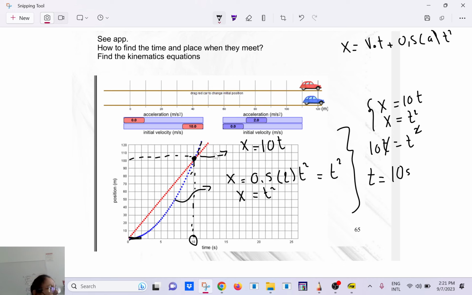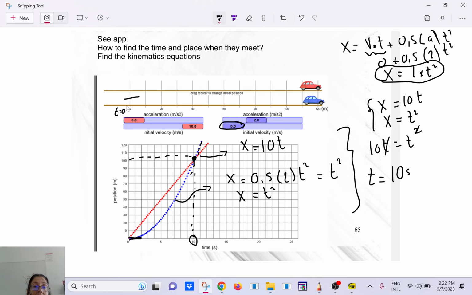For the initial velocity, you said it was zero when you put 0.5. Where did I put 0.5? No, I put zero. I said this is zero. And then that's 0.5 times the acceleration, which is 2, times t squared. So that means 1/2 of 2, which is 1. So it's the invisible one, so 1. Okay? Initial velocity here is 0. So this one is not moving at t equals 0, the blue one, and this one was moving.